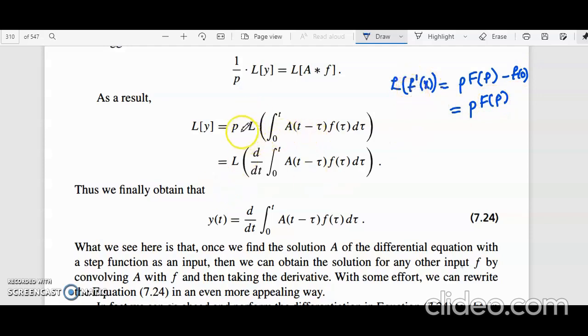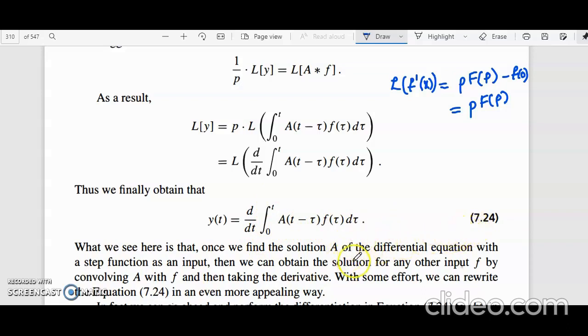Now this is in the form p fp. That means it's a Laplace transform of this function. So pfp will be equal to L of f dash. So we will get L of the derivative of this function, that is d by dt of integral 0 to t a of t minus tau f of tau d tau. So taking inverse Laplace transform on both sides, we are going to get y of t equal to d by dt of integral 0 to t a of t minus tau f of tau d tau.